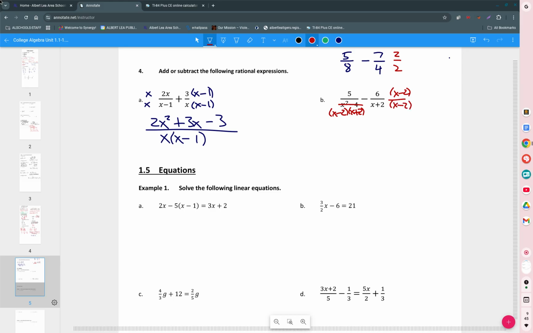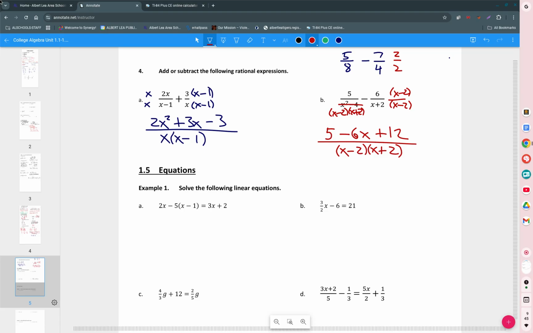Now, that would seem like the most common mistake that people make, but it is not. In this scenario, the most common mistake is that people do not handle the negative correctly. So let's just make sure we keep an eye on that. You have 5, and I'm not going to distribute 6. I'm going to distribute a negative 6. Negative 6 times x is a negative 6x, and negative 6 times negative 2 is a positive 12. And my new denominator was x minus 2 times x plus 2.